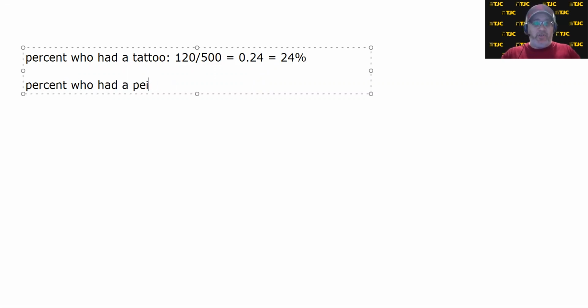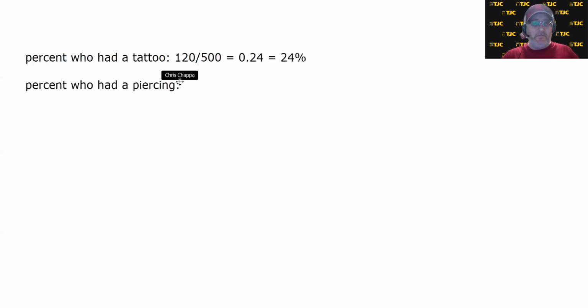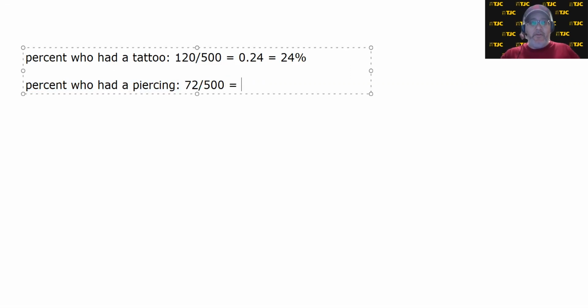The percent who had a piercing. Well, how many had a piercing? I think it was 82 or 72. It was 72. Right here. 72 had a piercing out of 500. If we divide that, we get 0.144. So if we move the decimal 2 places to the right, we get 14.4%.